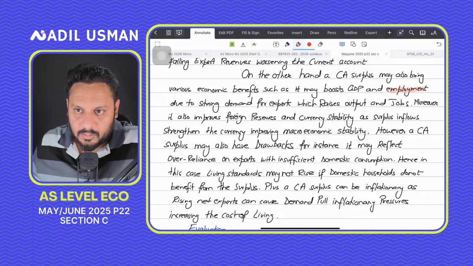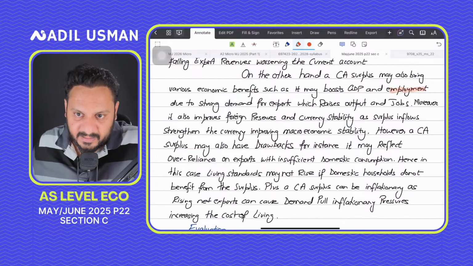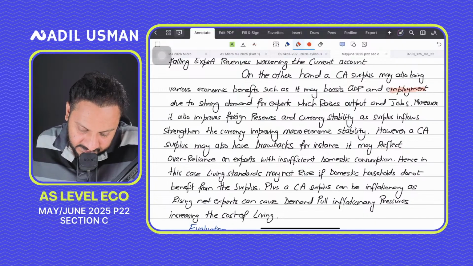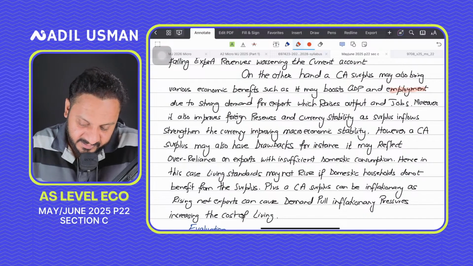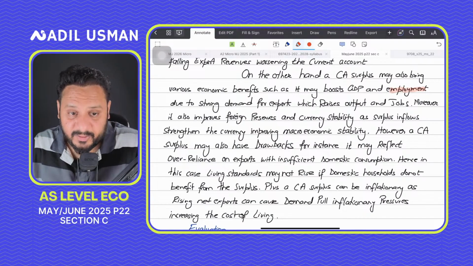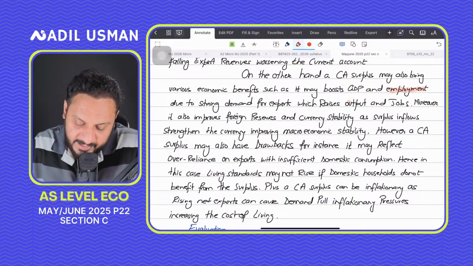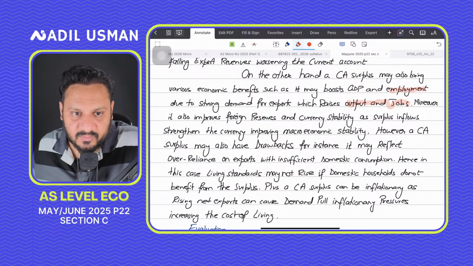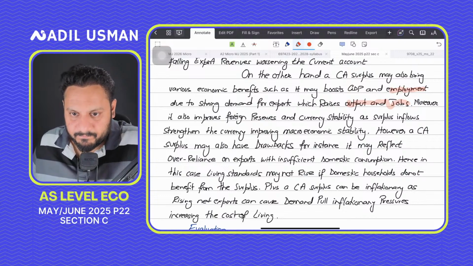So basically what you'll say is that it is going to result in a strong demand for exports, which will obviously raise the output, and it will raise your employment and will raise your jobs, right? Is it clear till now?